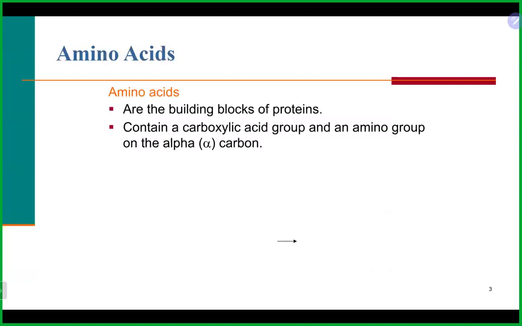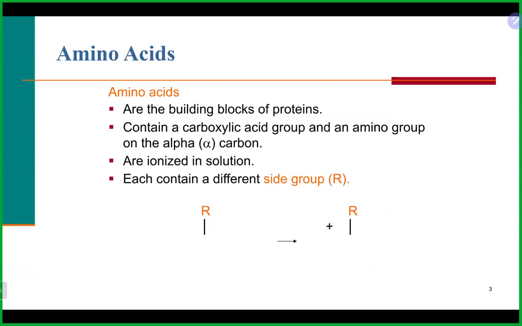Now, pretty much all proteins are made up of amino acids, and amino acids are really the building blocks of proteins. Different combinations of amino acids come together and code for different proteins along the way.